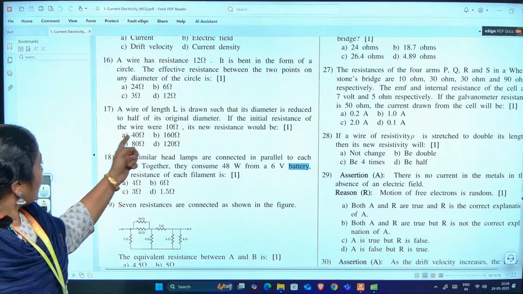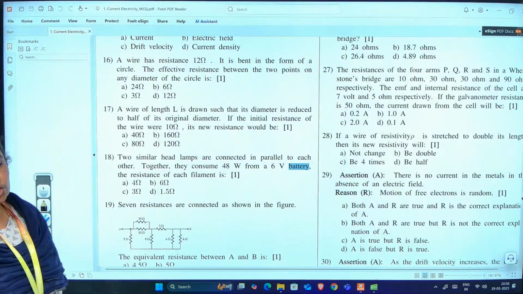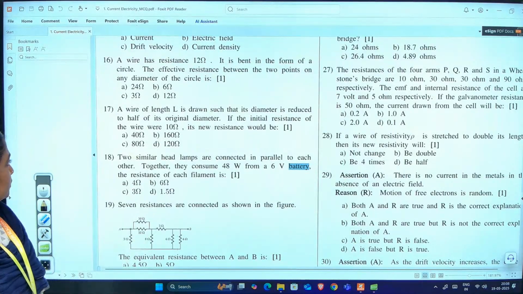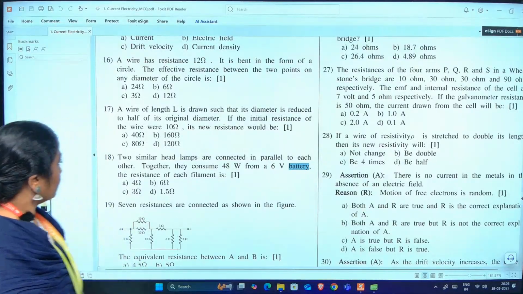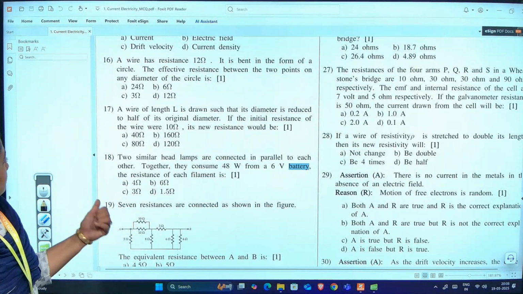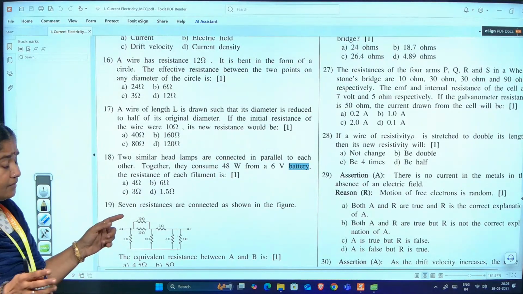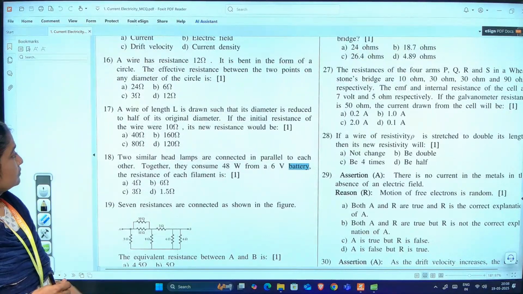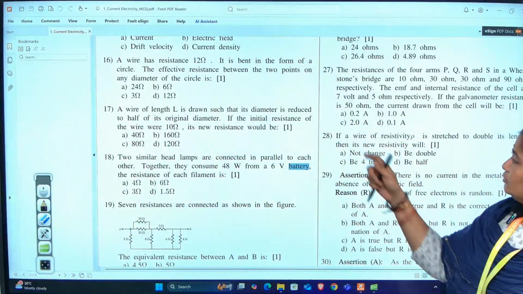Next one, a wire of length L is drawn such that its diameter is reduced to half its original diameter. Diameter reduces to half, which means radius also reduces to half. Area என்ன ஆகும்? Is drawn such that its area becomes, area எத்தனை வாட்டி increase ஆகும்? Sorry, decrease ஆகும். 4 times decrease ஆகும். The same effect you will have for length also.